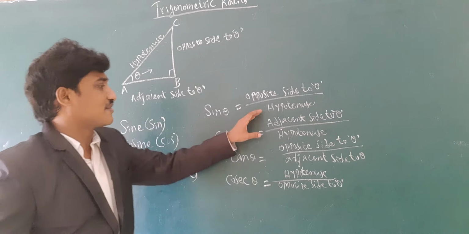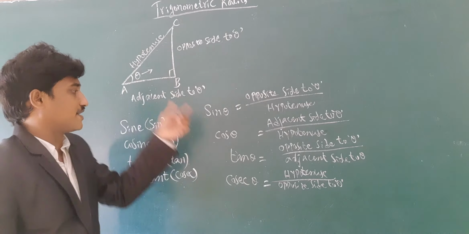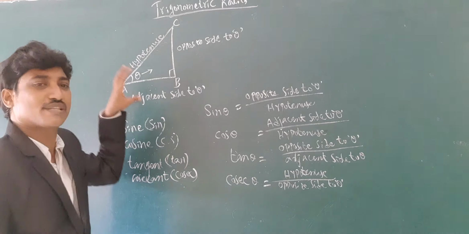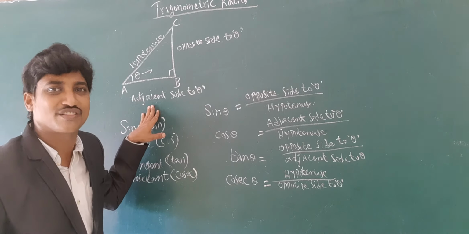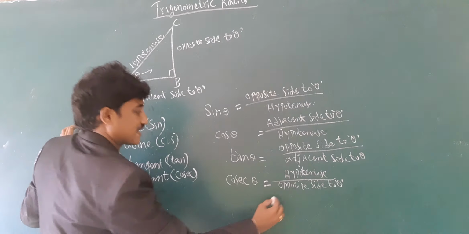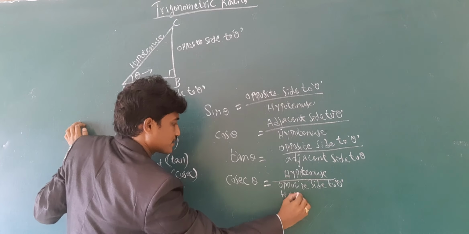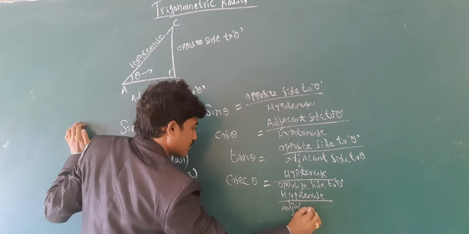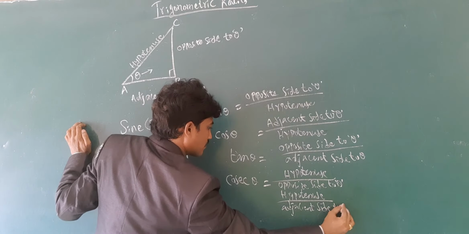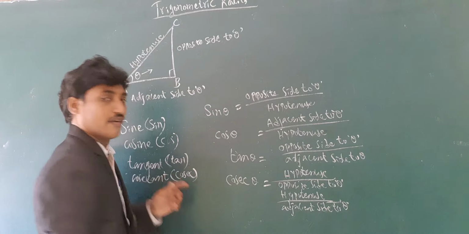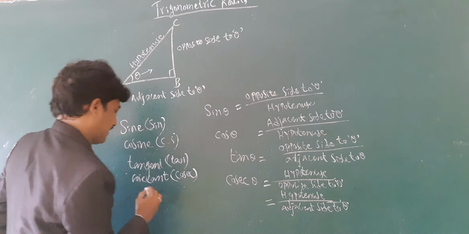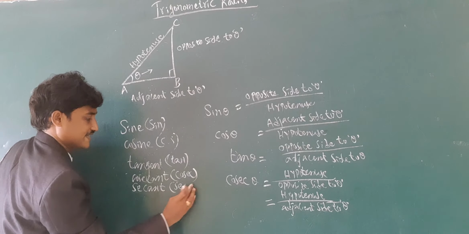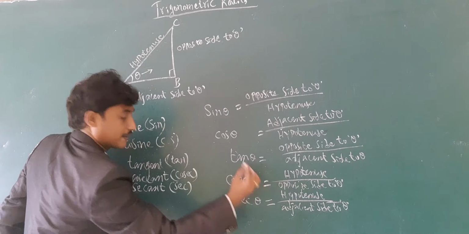And adjacent side to theta by hypotenuse we named as cos theta. On the other hand, its reciprocal, hypotenuse by adjacent side to theta, is also constant. We named it as secant theta. Secant in short we write as sec.